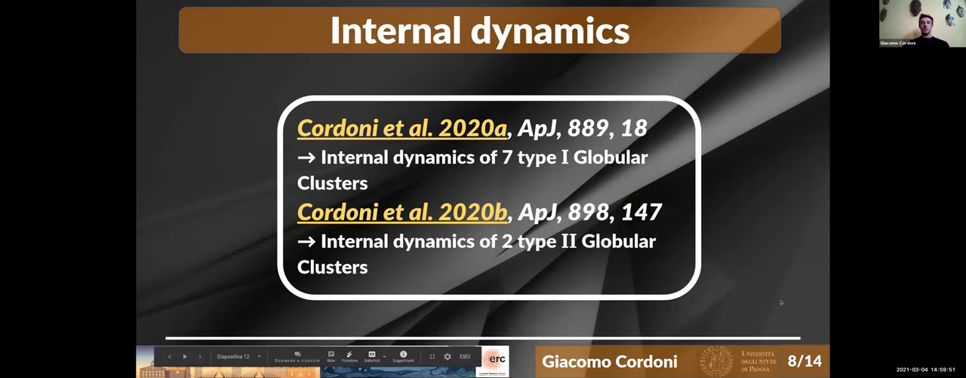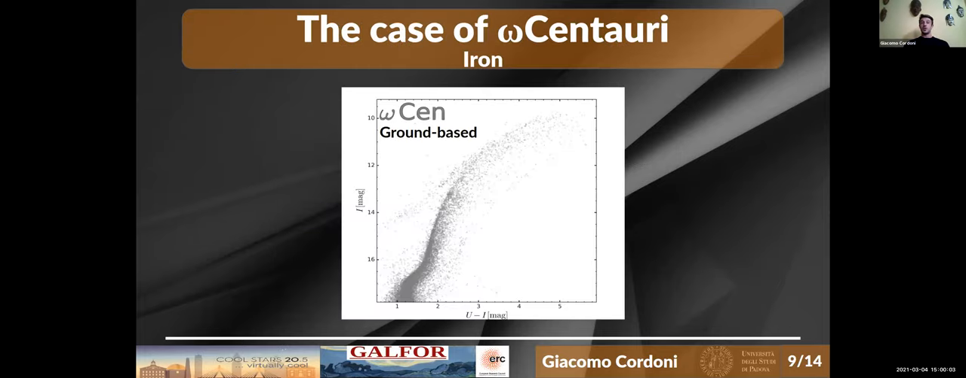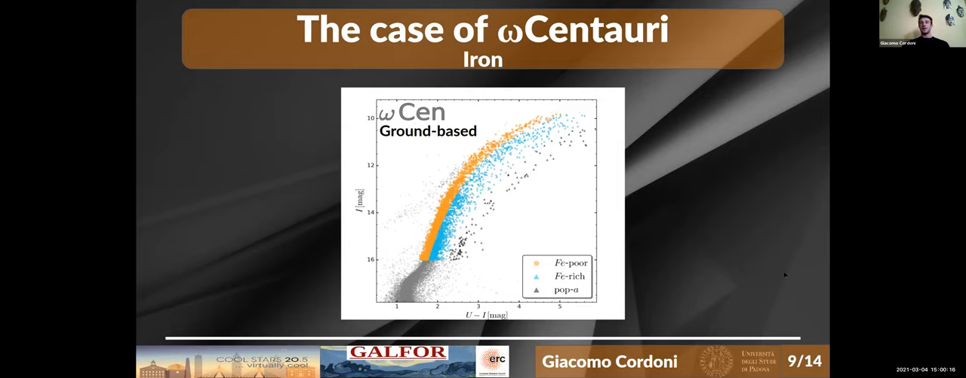I don't have the time to talk about all the results, so I just chose one cluster and I'm going to focus on that one. Of course, that cluster is Omega Centauri. As we said, Omega Centauri is a type 2 globular cluster, so it hosts stars with different iron abundances. What we did was exploit the CMD in order to select stars based on their iron content, and we analyzed their morphology and their internal dynamics.